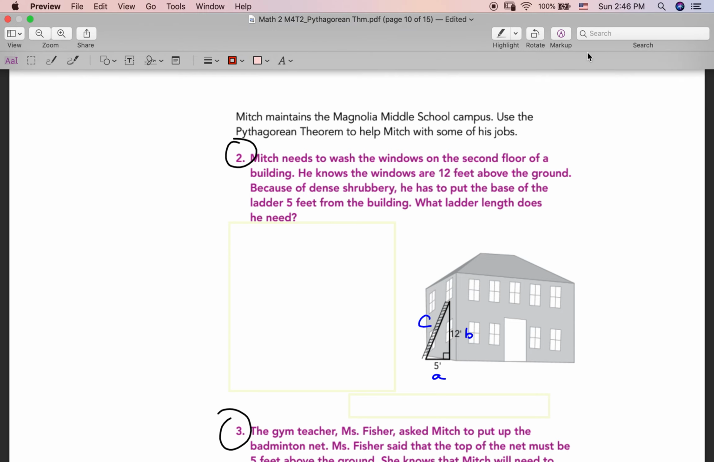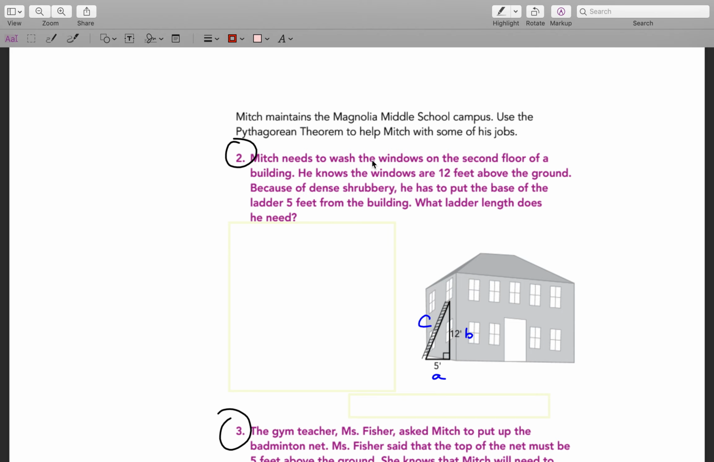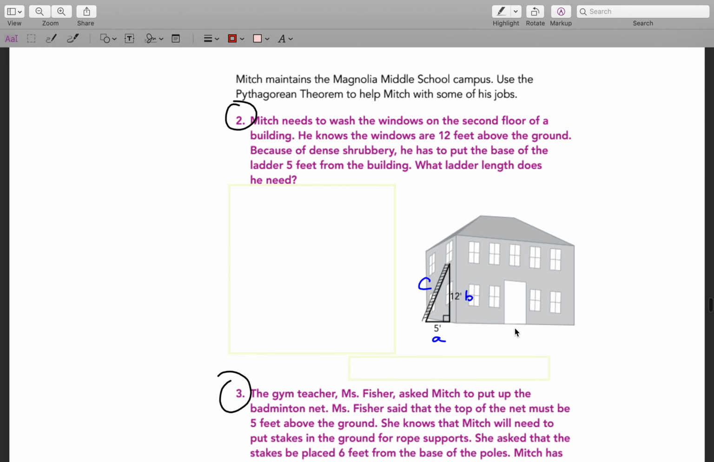This is page 64. It says Mitch needs to wash the windows on the second floor of a building. He knows the windows are 12 feet above the ground. Because of dense shrubbery, he has to put the base of the ladder 5 feet from the building. What ladder length does he need? So it's already drawn for us.